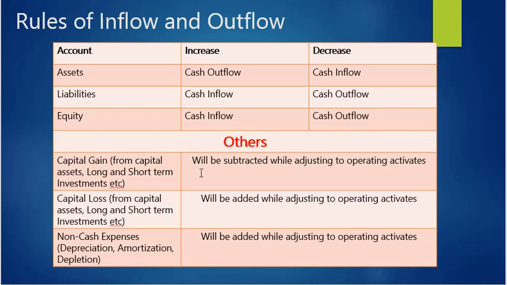Now let's focus on some other ones. If you remember, in my 3rd slide I discussed that in a couple of minutes we will discuss these things. Capital gains. Capital gains could be from selling the long-lived assets or capital assets that we have, or long-term investments or short-term investments. If I sell them at a higher value than their remaining value, that is considered a capital gain. Whereas if I sell them at a lower value than their book value, then obviously that would be considered a capital loss. So if we have a capital gain, then it must be subtracted while adjusting to operating activities. I must minus it.